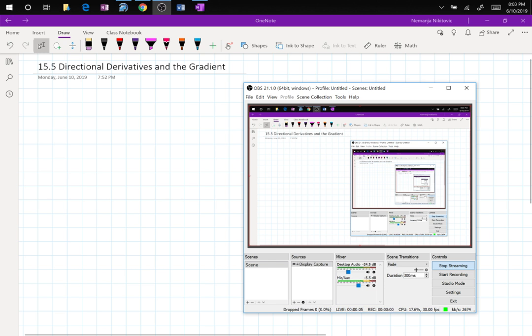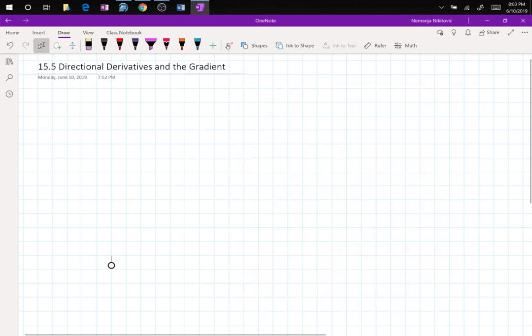Hello and welcome back to Calculus 3, section 15.5 on directional derivatives and gradient. We learned about partial derivatives. Partial derivative with respect to x is taken in the x direction. Partial derivative with respect to y is taken in the y direction. And those were the only two directions defined so far.